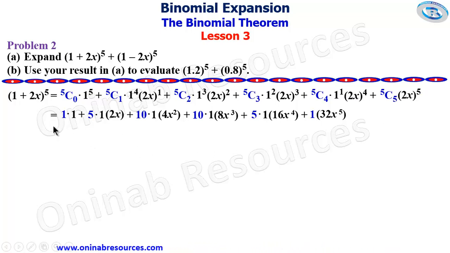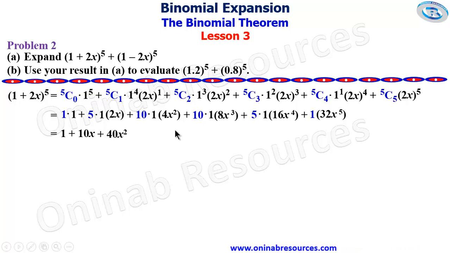Simplifying finally, we have this as 1. 5 times 2x gives 10x. 10 times 4x squared gives 40x squared. This is 80x cubed. This is also 80x raised to power 4. And finally, we have it as 32x raised to power 5. So we are done with this.